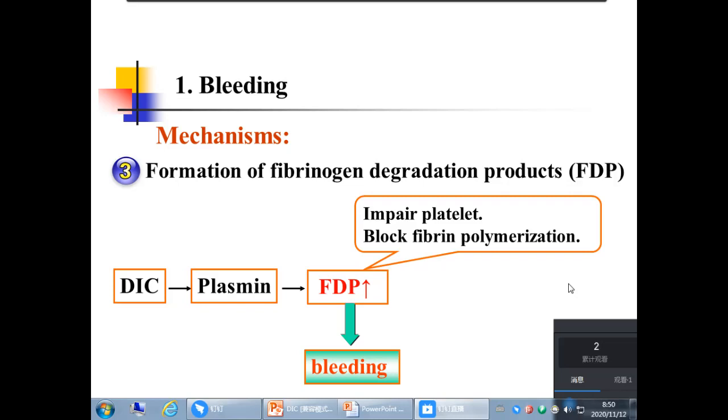Now the first manifestation is bleeding. Because it consumes coagulation factors and platelets. The second, the fibrinolytic system is activated. The last, form FDP, fibrinogen fibrin degradation products. Now next we will learn what FDP is and its test.